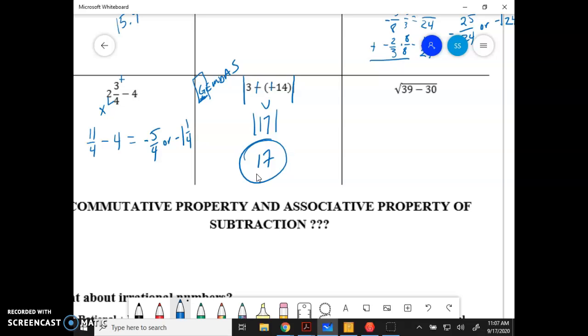Also, this square root symbol, or this radicand, is a grouping symbol. So I need to simplify in here first. 39 minus 30 is 9. And what is the square root of 9? Or what number times itself equals 9? Well, that would equal 3. Okay, again, you can use your calculator for that. Hit the second key and then the x squared button, you'll get your square root symbol.